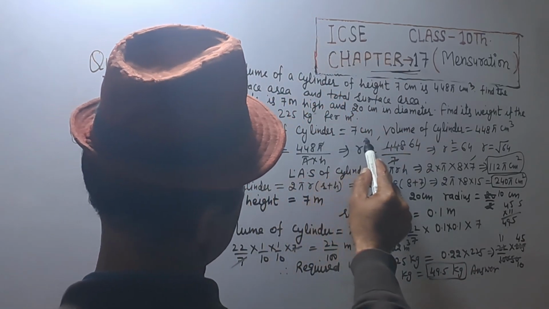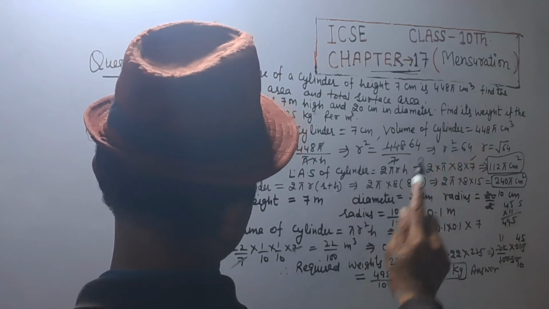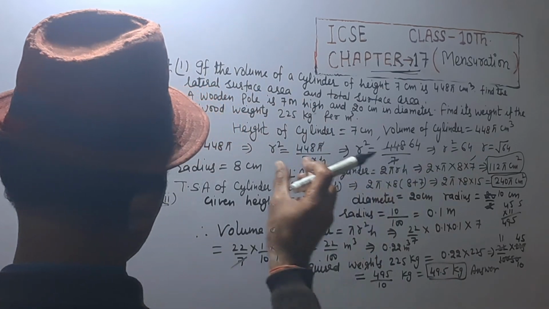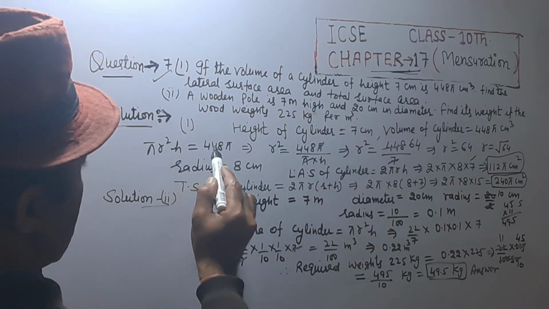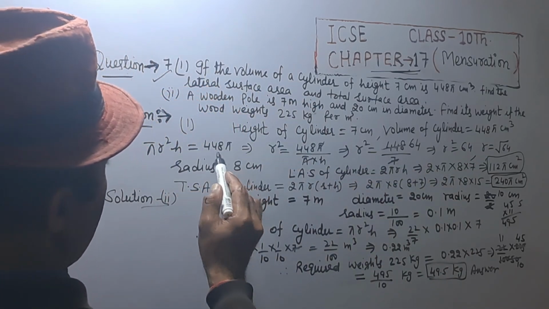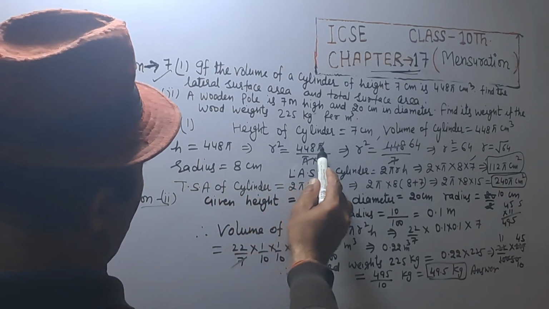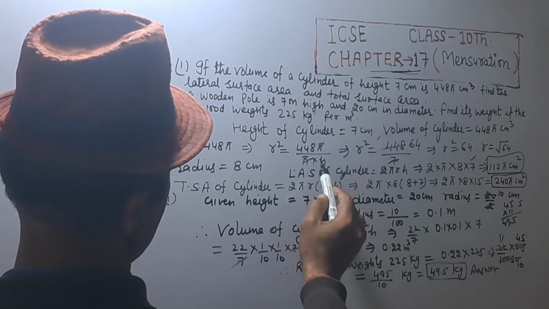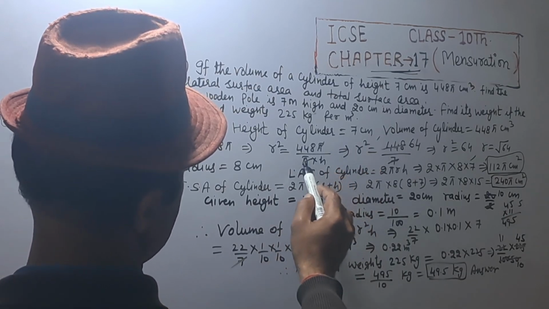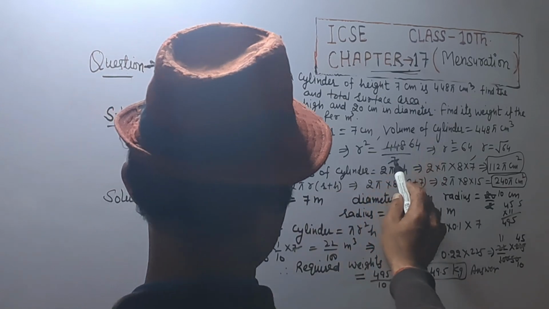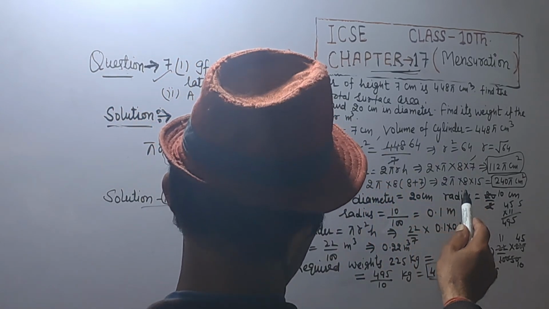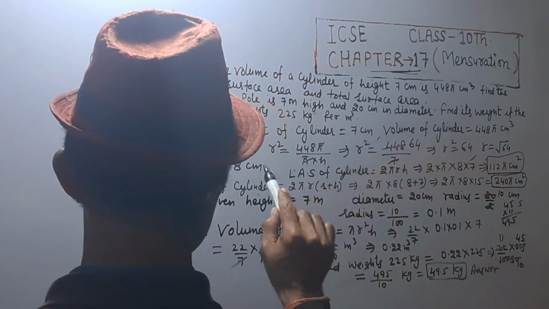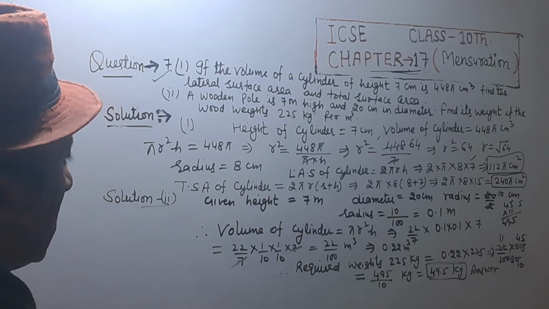Given height of cylinder is 7 centimeter and its volume is equal to 448 pi centimeter cube. We know that volume of cylinder is pi r square h equal to 448 pi, and r square is equal to 448 pi upon pi into h. Height is 7, so pi is cancelled, and 448 divided by 7 we get 64. R square equal to 64, then r is equal to root 64, that is equal to 8 centimeter.